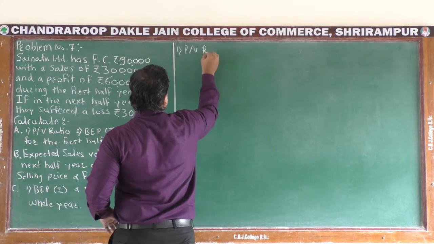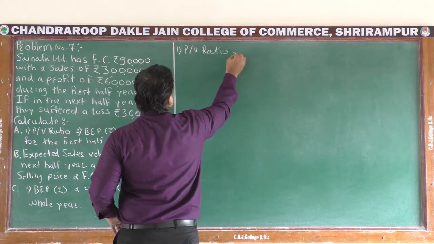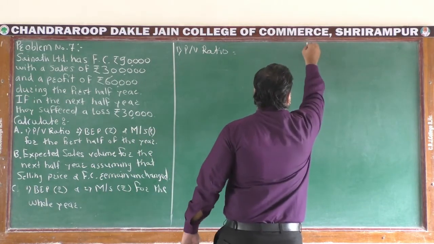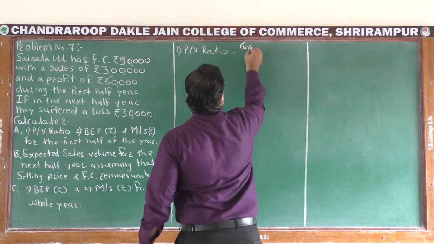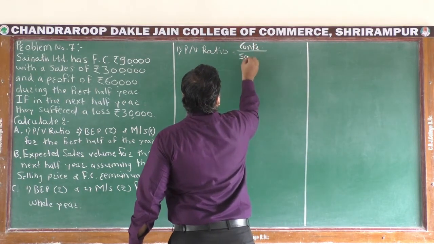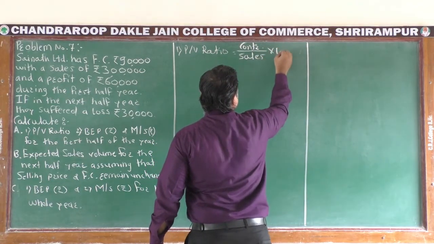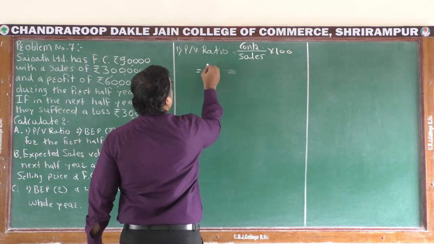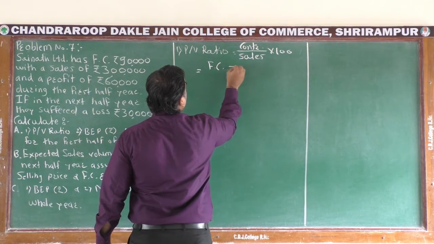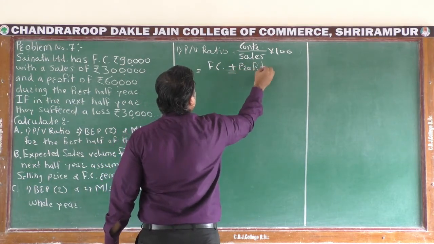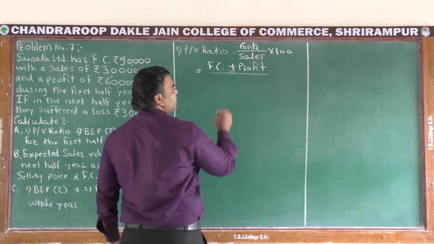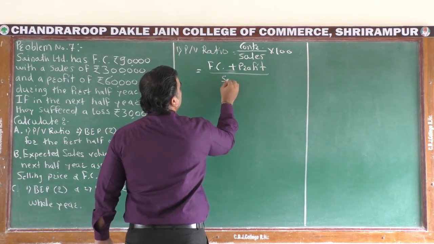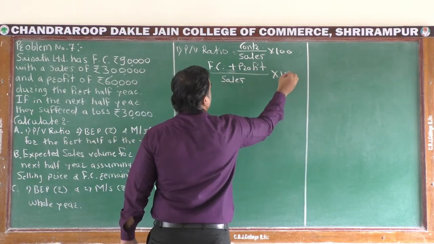So PV ratio is equal to, what is the formula to calculate PV ratio? Formula is contribution upon sales, into 100. So contribution means sum of fixed cost and profit. So contribution means sum of fixed cost and profit. So fixed cost plus profit. Contribution is equal to fixed cost plus profit upon sales into 100.